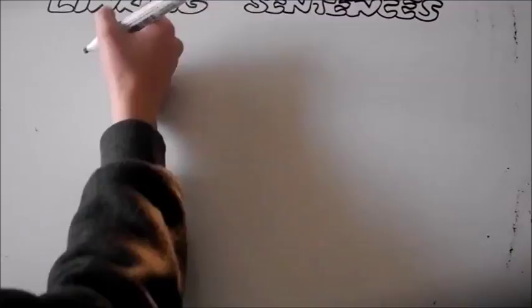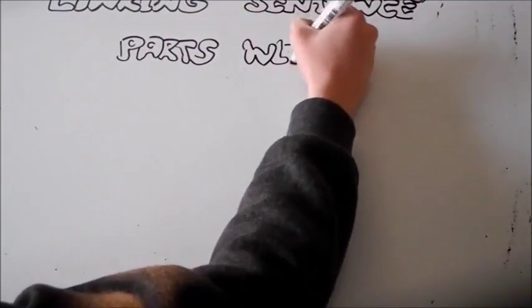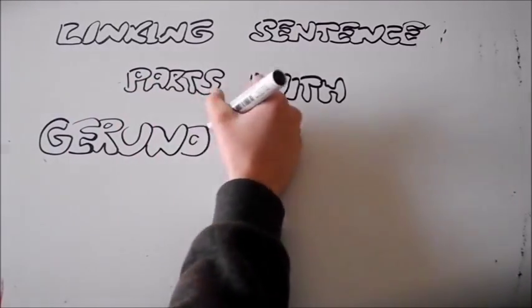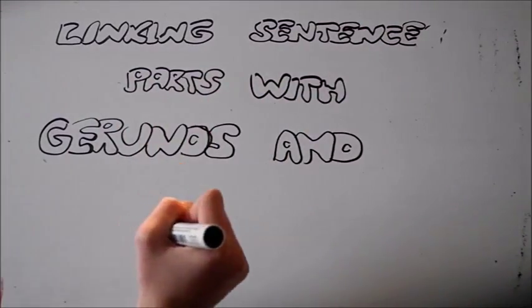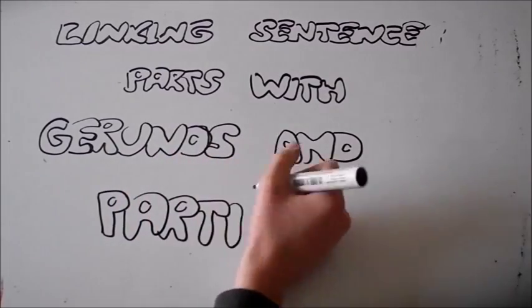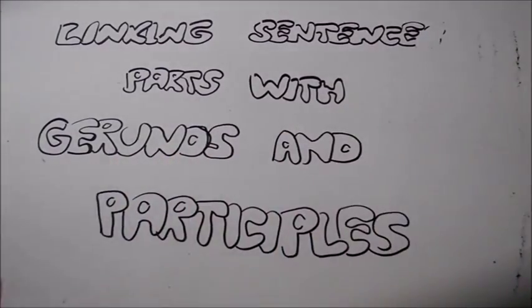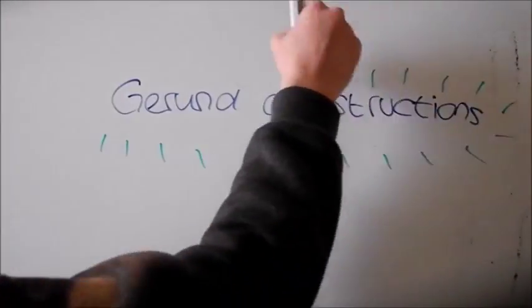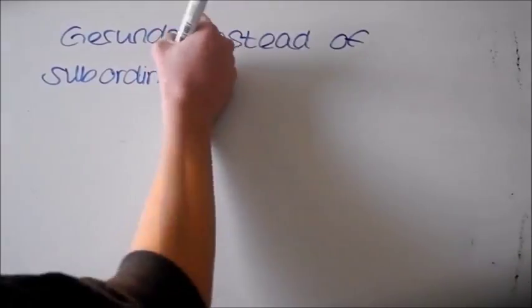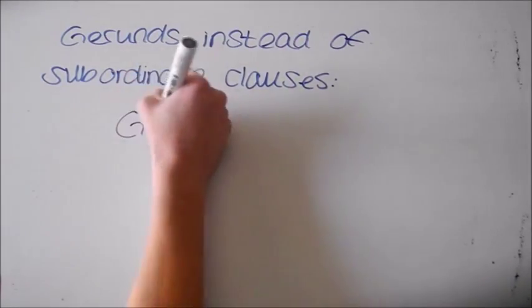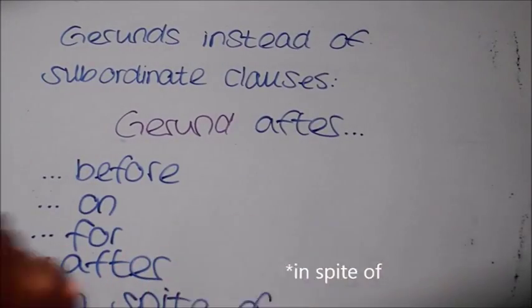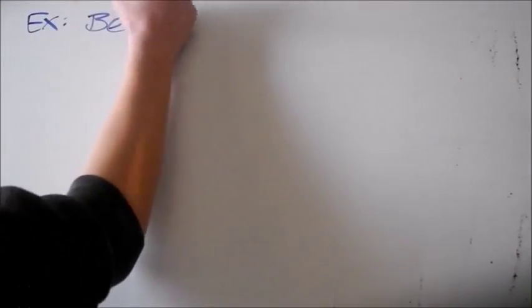Linking sentence parts with gerunds and participles. First, we talk about gerund constructions. Gerunds can be used instead of subordinate clauses. Then the gerund comes after: after, before, on, for, and in spite of.